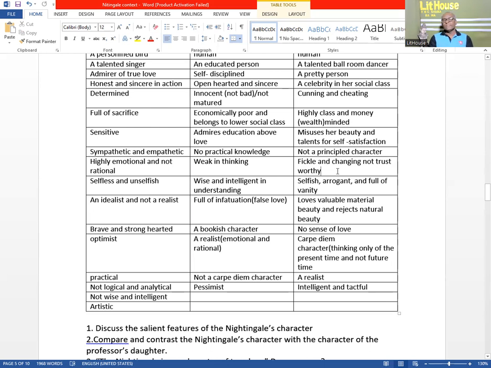Right? Self-arrogant. Selfish. Very selfish. Now we know that. Arrogant. What is arrogant? Highly proud. Full of pride. Right? She has very proud feelings about her beauty and dancing talents. Arrogant. Arrogant character.